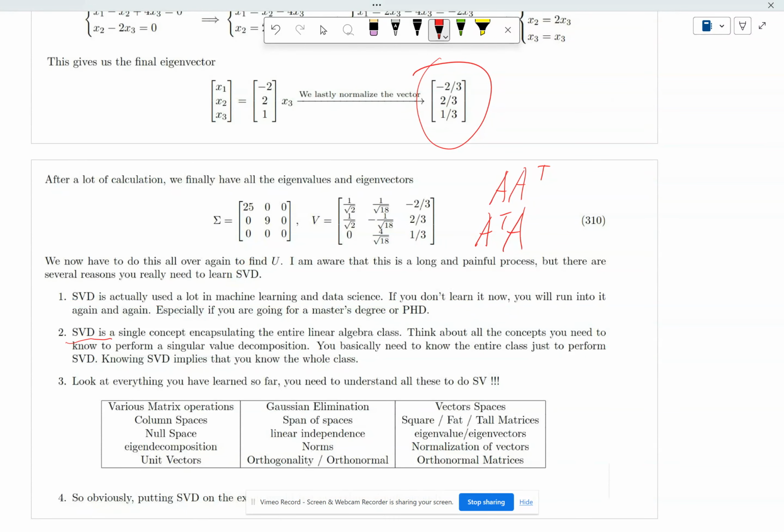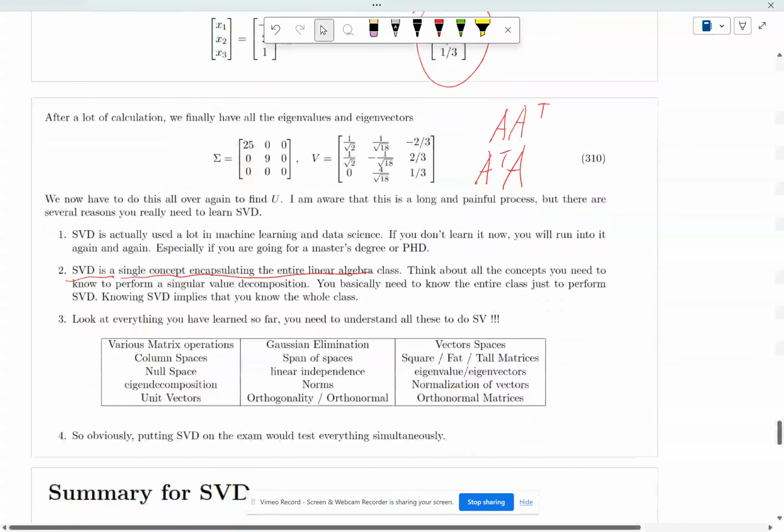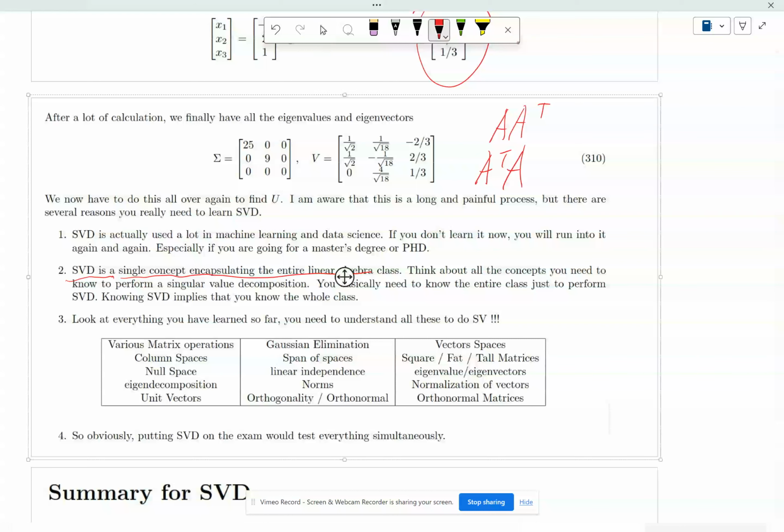Now, SVD is the single concept that actually encapsulates the majority of the linear algebra class. If you just take a second and really think about everything we've done so far, I hope you would know how to deal with every one of these topics, like various matrix operations. I hope by now you know how to do addition, subtraction, division, and inverse, right? Column spaces, null space, eigen decomposition.